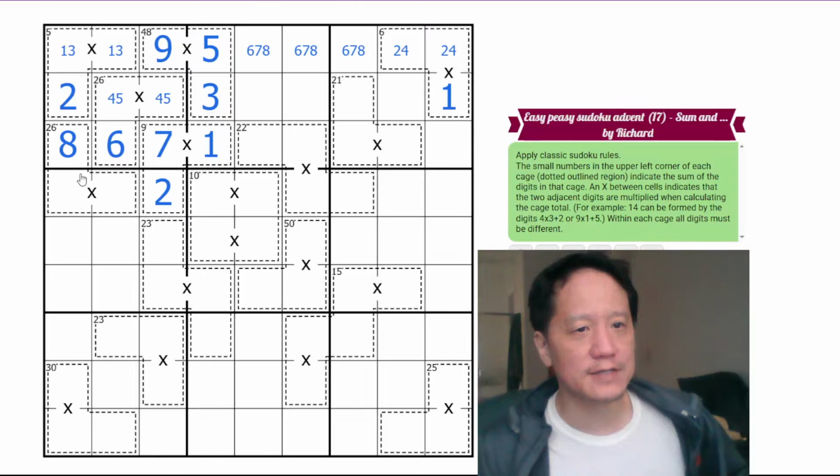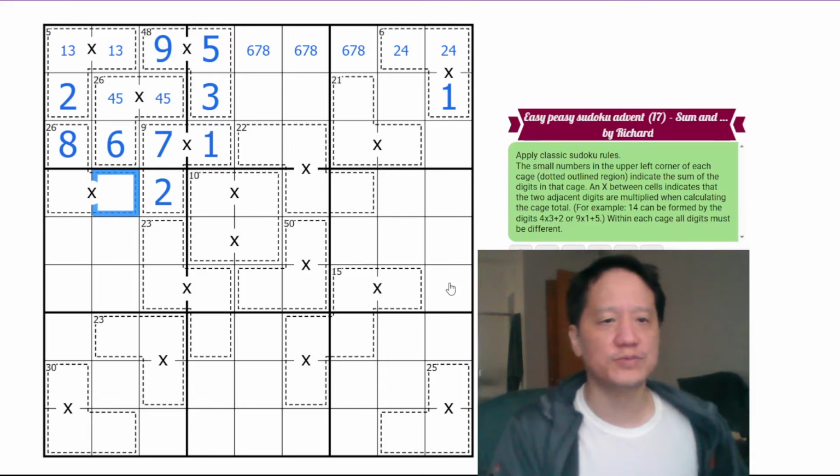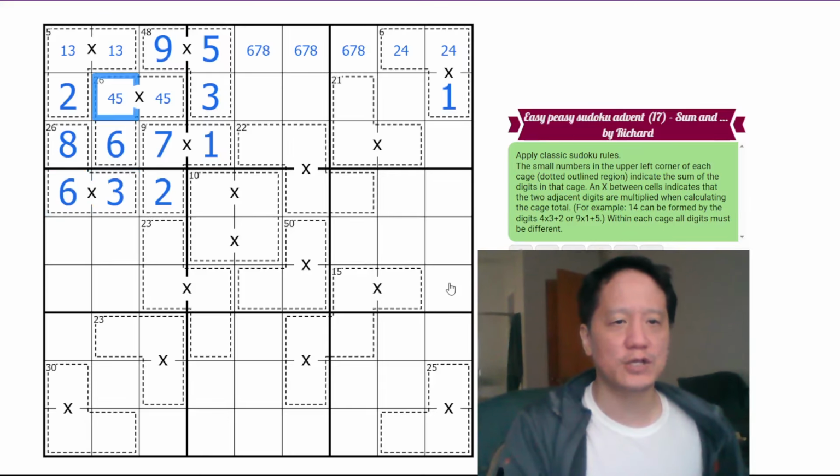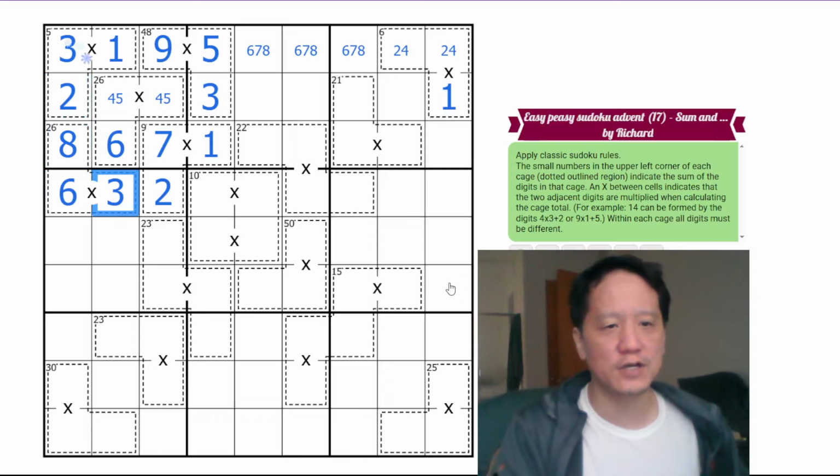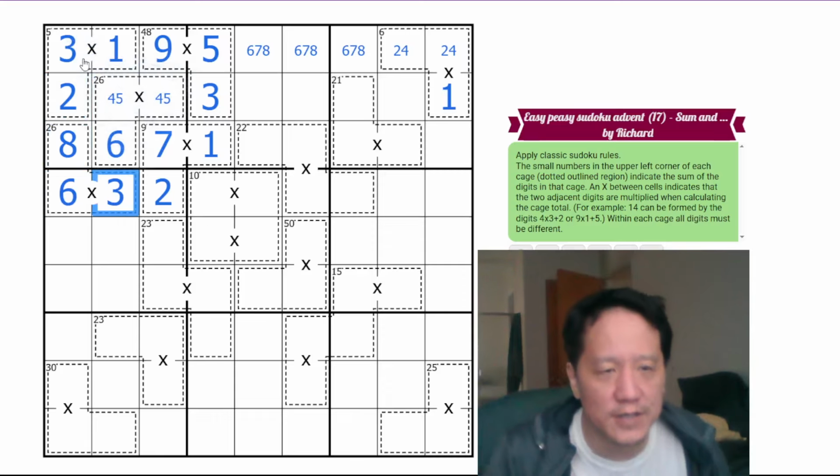26 minus 8 is 18, and you cannot have 2 and 9 because of 2 in the box, so this has to be 3 times 6. 6 can't be here because of 6 in the column, so this is 3. This is 6. 3 eliminates 3 here, so it's 1 and 3. So that's done. That's 3 in the corner.